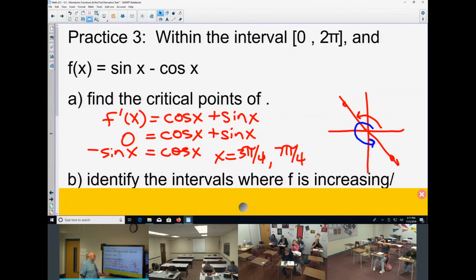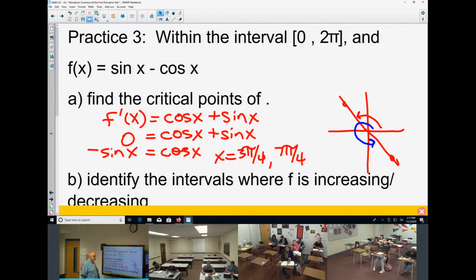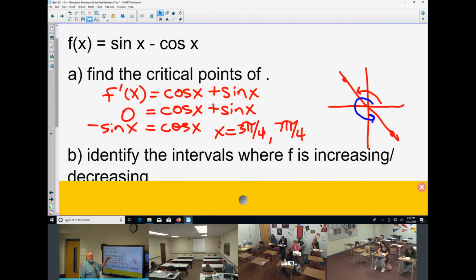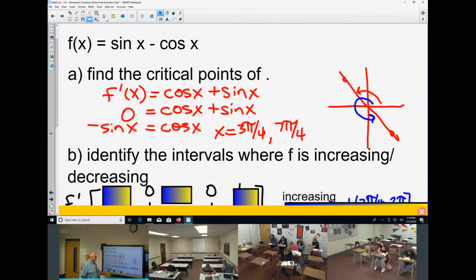Identify the intervals where f is increasing or decreasing. Okay, so how do we do that? How did we do that yesterday? How do we figure out where the graph is increasing or decreasing? Using the critical points. The sign chart thing. Yep, you do the sign chart. And it's the sign chart of the derivative. So we're going to be plugging stuff into the derivative.